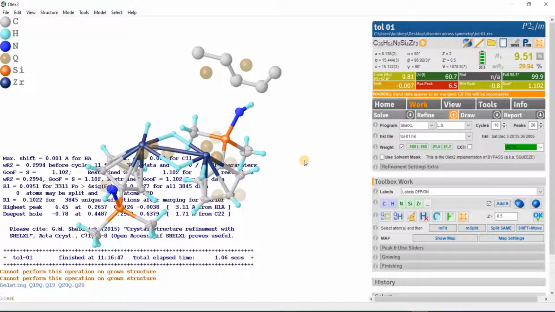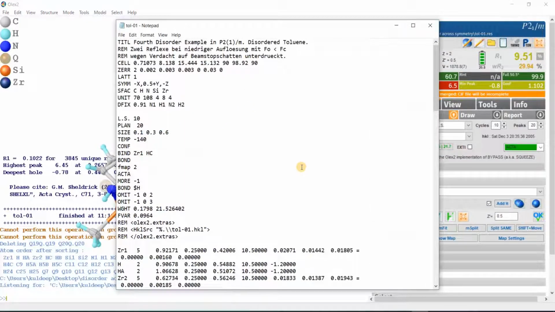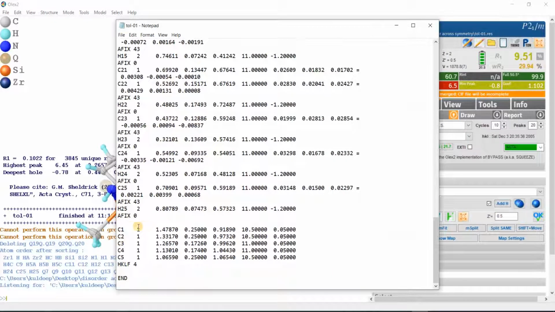And sort all the atoms in this order, and if I am going to edit the .ins file, I have these atoms here, C1, C2, C3, C4 and C5. The atoms C1, C2 and C5 are only half occupied because these atoms are on the crystallographic mirror, and C3 and C4 are fully occupied.